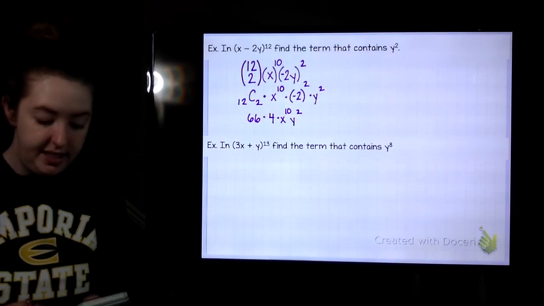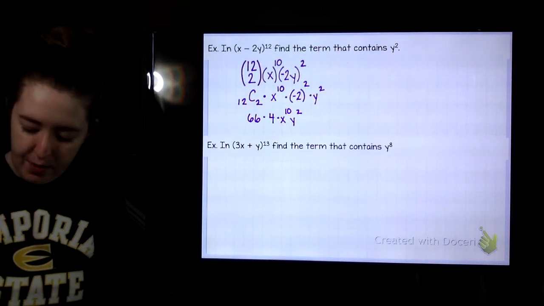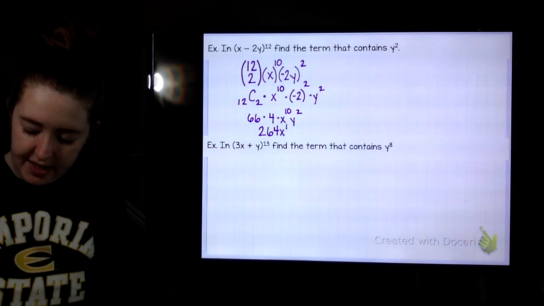So then we'll take 66 times 4 and end up with 264 x to the 10th, y squared.